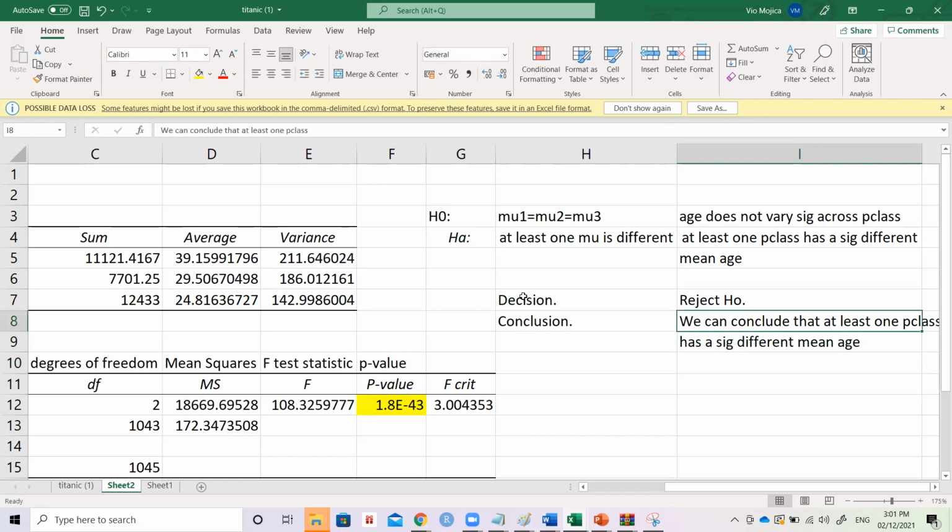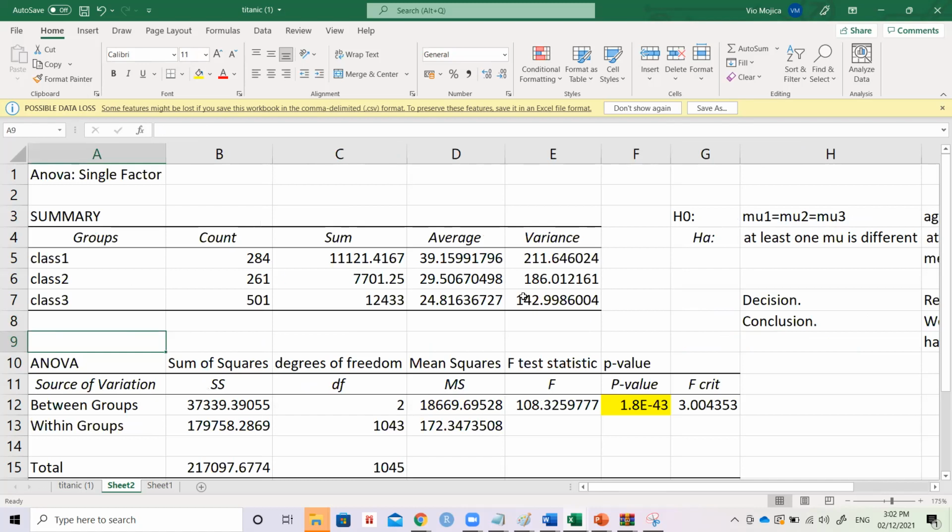Guys, do you have any questions here? So at least one passenger class has a significantly different mean age. Can you guess which passenger class it is, or whether they are significantly different from each other? How do we answer those questions? Well, we have the so-called post hoc tests, but I think we're going to do it once we go to R, because it's not in Excel.